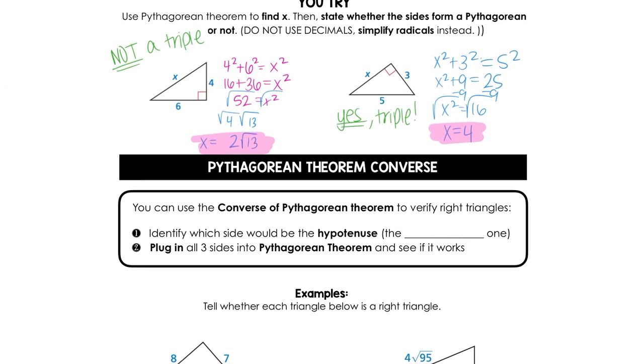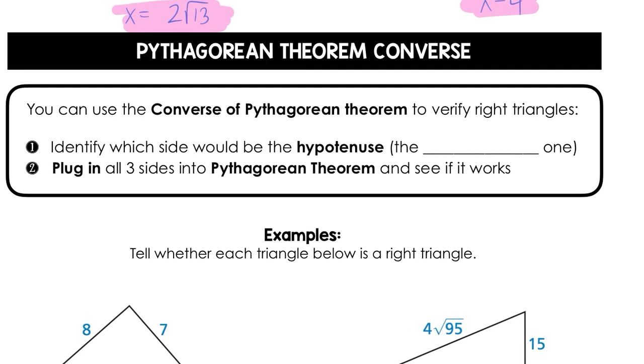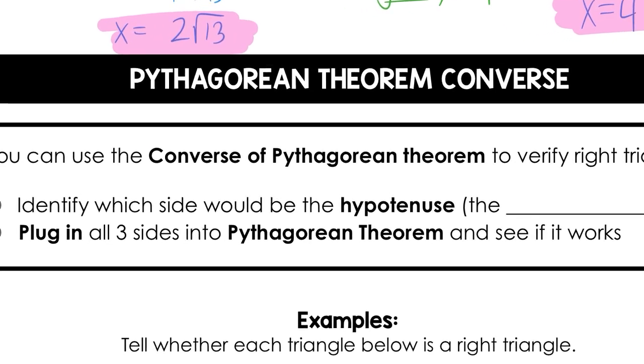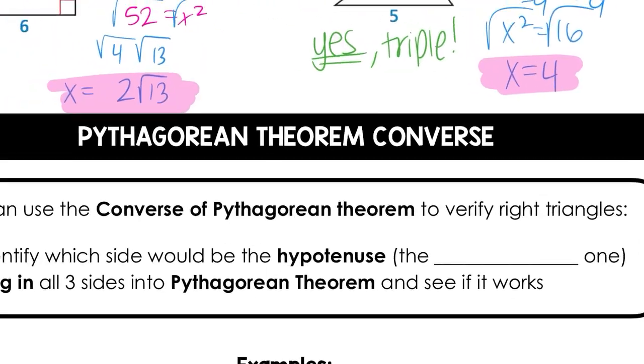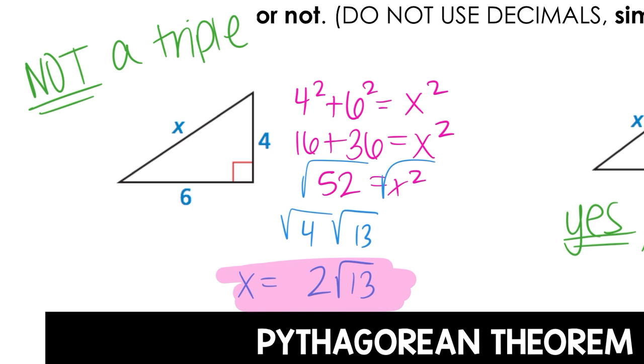Okay, so now we are going to talk about the Pythagorean theorem converse. Okay, so the Pythagorean theorem converse, it's kind of the opposite of Pythagorean theorem. That's usually what converse means, right? So typically when we use Pythagorean theorem, we can only use it if we know without a doubt that this is a right triangle. So see how we have this 90-degree box here? We know that this is a right triangle, so we were able to go ahead and use that Pythagorean theorem.